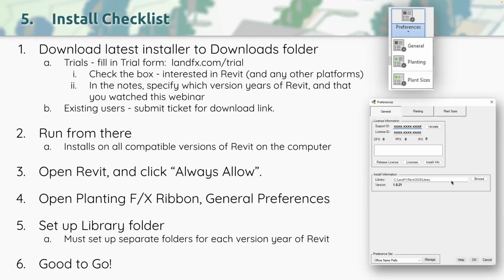And you're going to repeat that for 2020, 21, 23, all of it. And then once you do that, you click OK down here and you're good to go. You will want to probably eventually work out if you're going to use either the imperial preference set or the metric preference set. But if you're already a LandFX user, this preference set will actually carry over from what you already have going on in AutoCAD. So that's pretty cool.